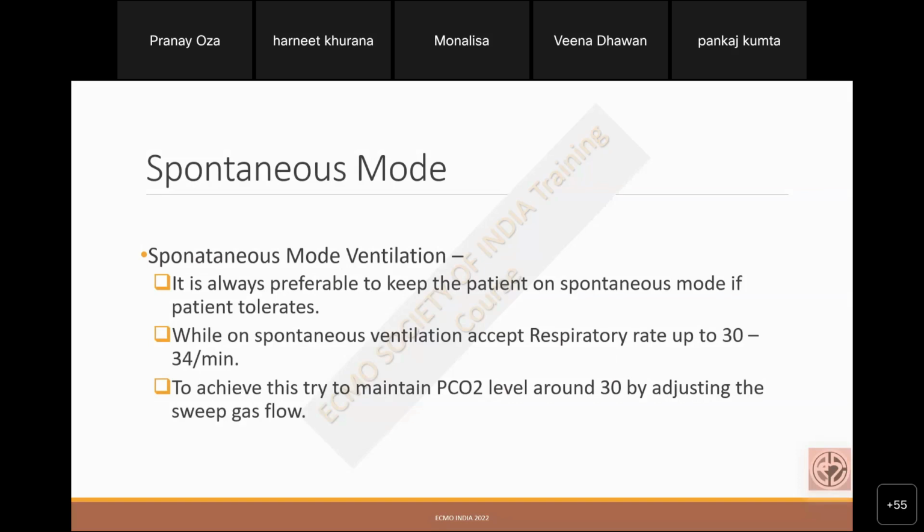Now, this is the one where we face problems most of the time, when the patient is on spontaneous mode. We want to keep them on it, but then they become tachypneic. So we usually accept a respiratory rate around 30 to 34 if there is no distress and only the respiratory rate is high. That's fine. If there is distress, then we don't accept it. If the respiratory rate goes above 30, what we usually do is increase the sweep gas and try to get the PCO2 down to 30. By adjusting the sweep gas, if you get the CO2 down to 30, the respiratory drive decreases and the patient's breathing becomes more comfortable.